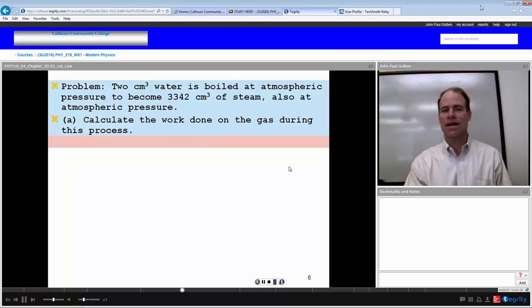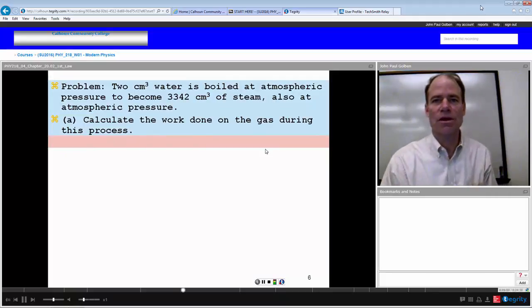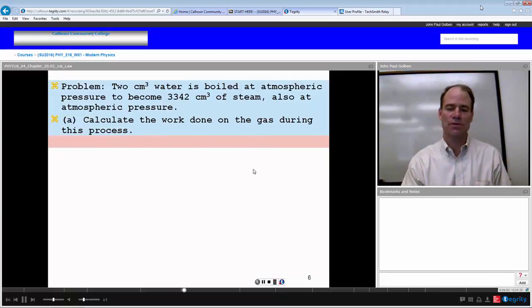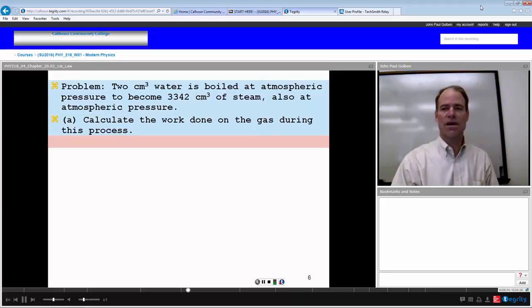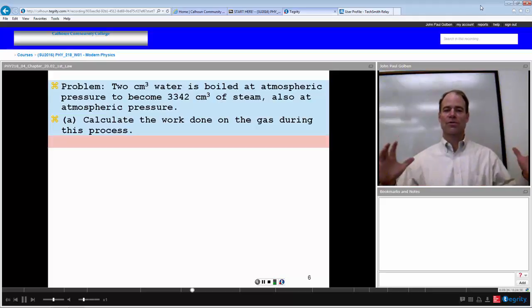Let's try out an example. 2 cubic centimeters of water are boiled at atmospheric pressure to become 3,342 cubic centimeters of steam, also at atmospheric pressure. All this is done at constant atmospheric pressure. Calculate the work done on the gas during this process. All right, so we're doing this at constant pressure, but we're going to have a change in volume of our substance. We're going to go from 2 cubic centimeters of water to 3,342 cubic centimeters of steam, and that will be our change in volume.